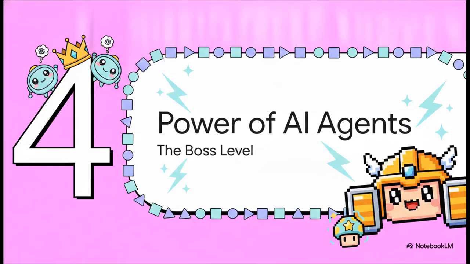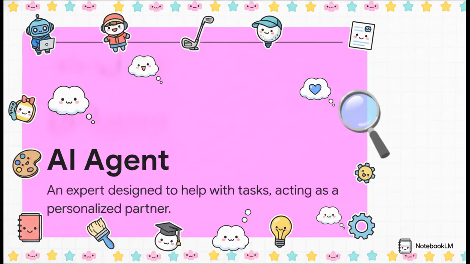Which brings us to Section 4, the power of agents. This is the boss level. Mastering all those advanced logic chains unlocks our ultimate paradigm shift, AI agents. At this stage, you're no longer just operating a tool. You're essentially coding a bespoke digital employee.